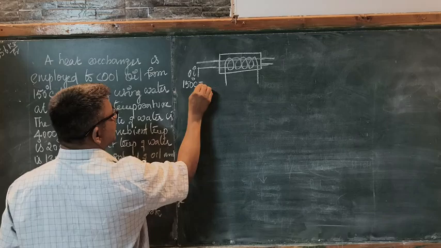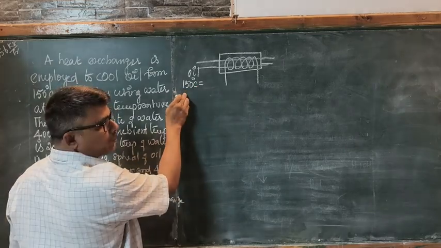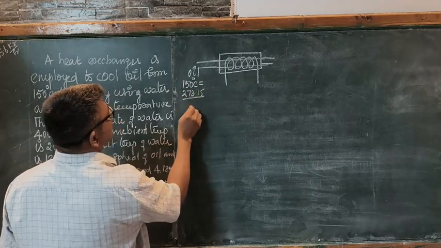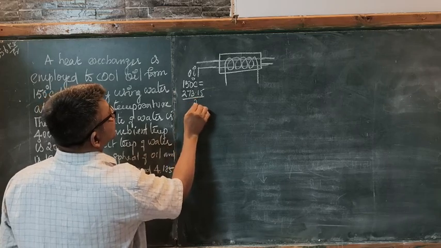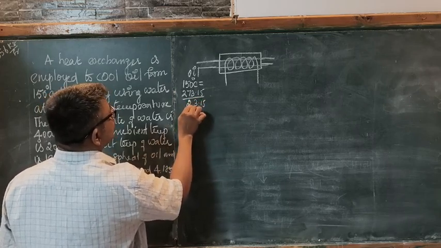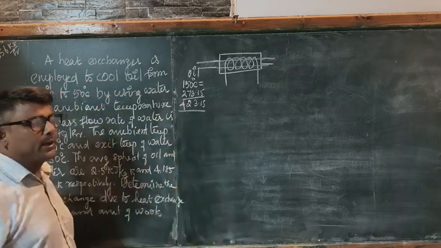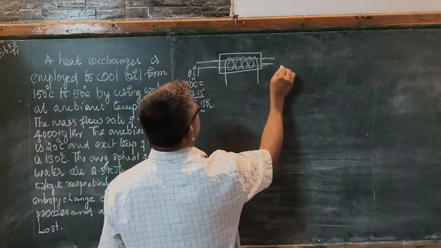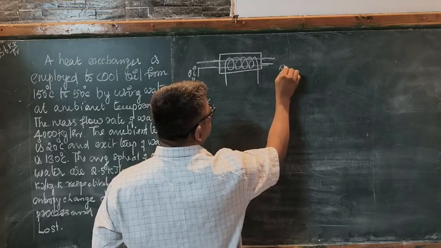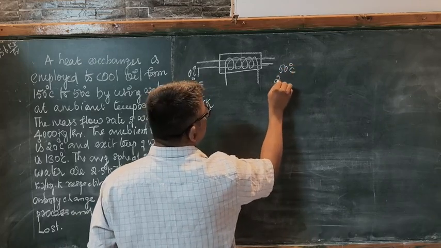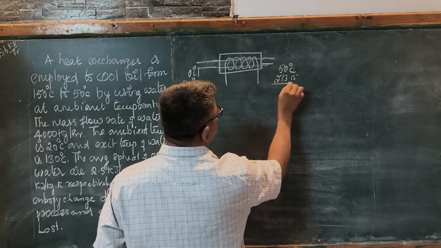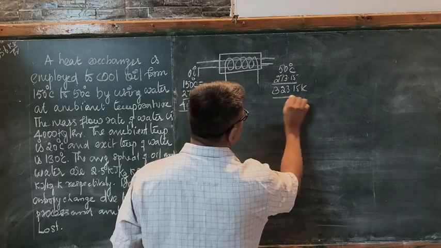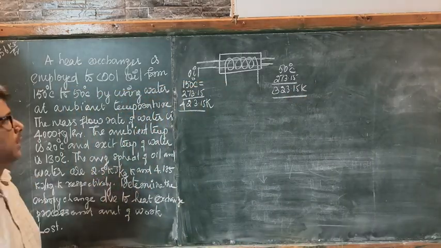150 degrees Celsius means plus 273.15 Kelvin, hence it will be 423.15 Kelvin. The exit temperature of oil is 50 degrees Celsius, so plus 273.15, that is 323.15 Kelvin. This is the exit temperature of oil.